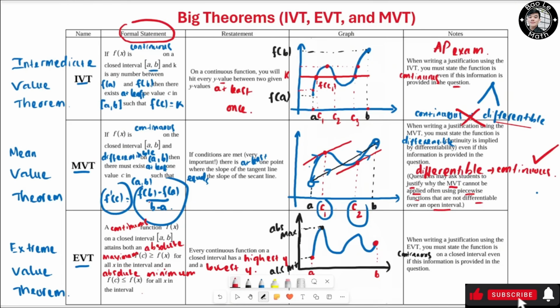Now we're going to go back to the Mean Value Theorem right here. Suppose f of b equals f of a, right? Does that mean f of b minus f of a equals 0? So then f prime of c equals 0, right? So this one is a special case. This is called Rolle's theorem. So Rolle's theorem is a special case of the Mean Value Theorem.